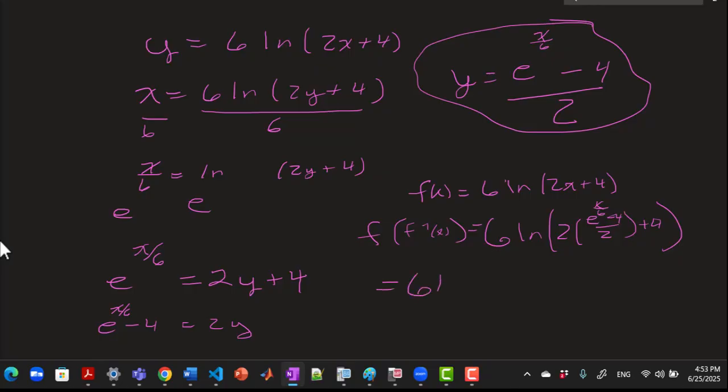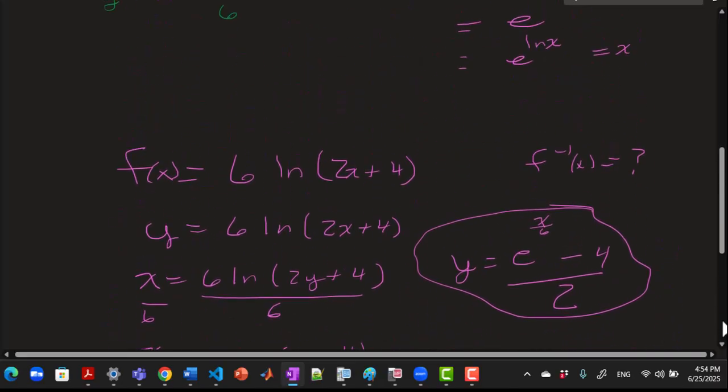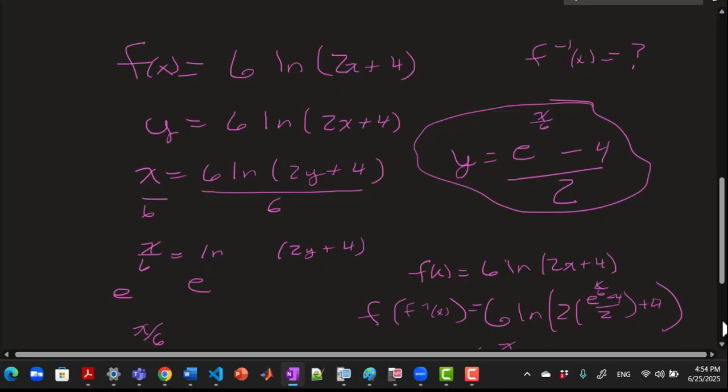So that equals 6 times the natural log. These 2's cancel, and I get e to the x plus 4 or minus 4. I can't get rid of that somehow. Minus 4 plus 4, or 6 natural log e to the x, which is 6x, which is not what I was supposed to have. So let's see, where did I lose my 6?